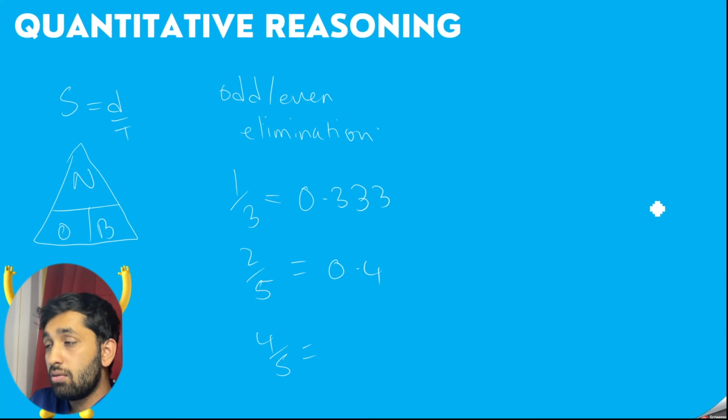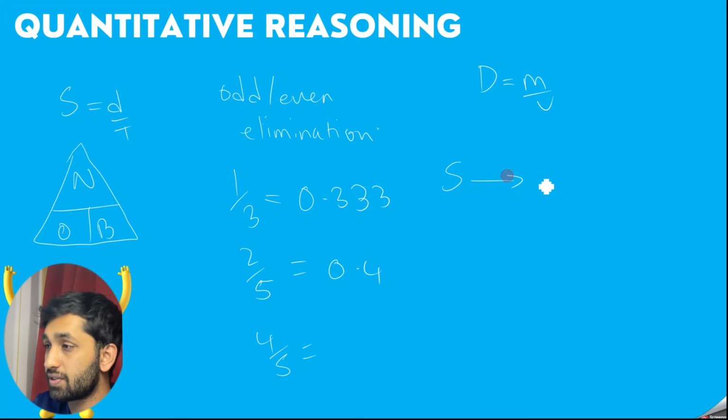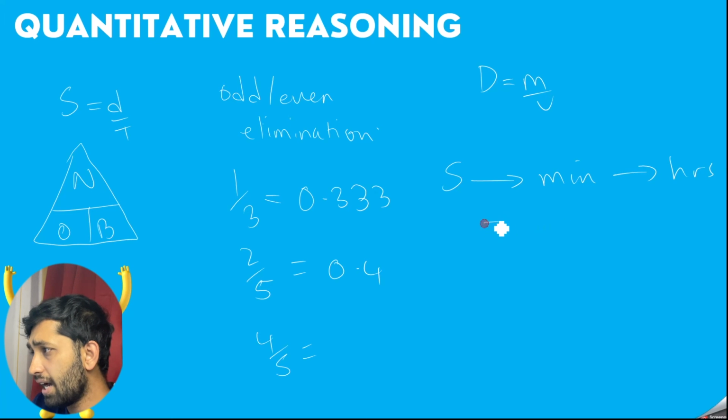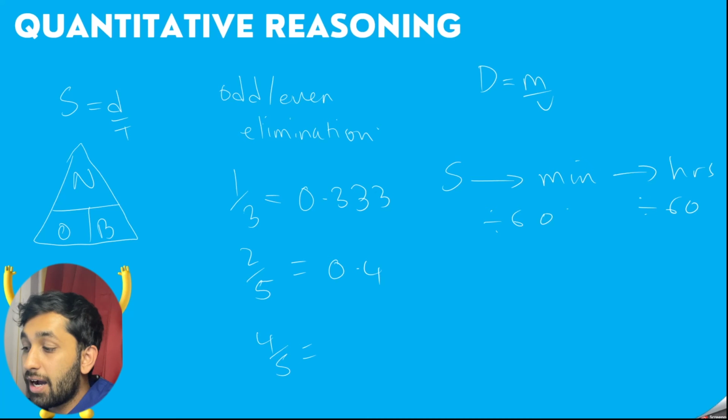So then I also wrote down other equations such as density. I believe that was, no, I had another one which was seconds to minutes to hours. And that would mean divide by 60, divide by 60. So basically my whole whiteboard was just full of formulas that I might forget or things that I might need to be reminded of, for example, of the odd even elimination technique as well.